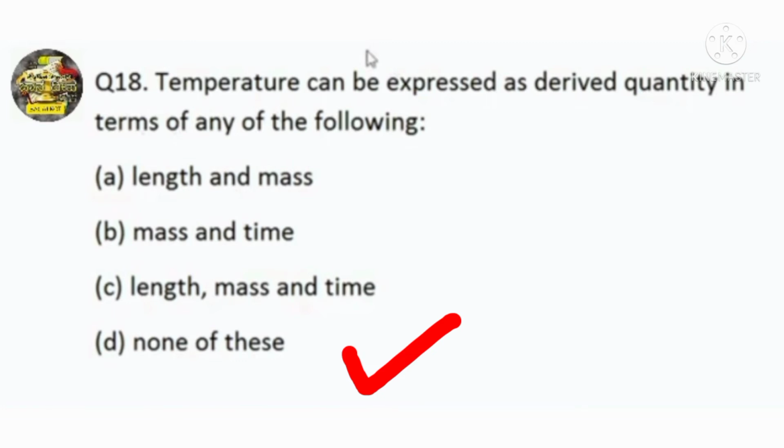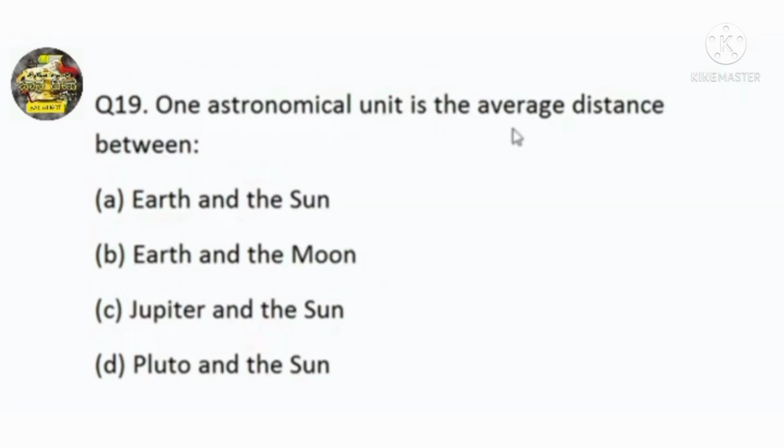Then we move on to the 19th question. One astronomical unit is the average distance between. ಒಂದು astronomical unitನ ಸರಾಸರಿ ಎಲ್ಲಿಂದ ಎಲ್ಲಿಗೆ, ಯಾವ ಗ್ರಹದಿಂದ ಯಾವುದಿಂದ ನಕ್ಷತ್ರದಿಂದ ಎಲ್ಲಿಯವರೆಗೆ ಎಷ್ಟು ಇದೆ? ಹಾಗಾದ್ರೆ ಆಪ್ಷನ್ ಎ, ಅರ್ತ್ ಆ್ಯಂಡ್ ದ ಸನ್. ಆಪ್ಷನ್ ಬಿ, ಅರ್ತ್ ಆ್ಯಂಡ್ ದ ಮೂನ್. ಆಪ್ಷನ್ ಸಿ, ಜುಪಿಟರ್ ಆ್ಯಂಡ್ ದ ಸನ್. ಆಪ್ಷನ್ ಡಿ, ಪ್ಲೂಟೋ ಆ್ಯಂಡ್ ದ ಸನ್. The right answer is option A, earth and the sun.